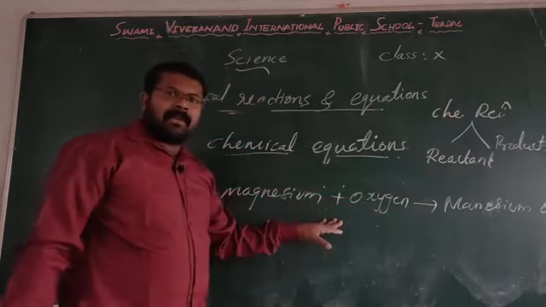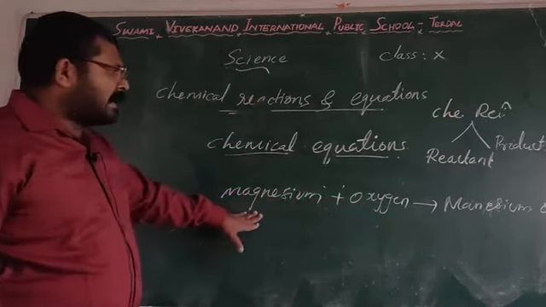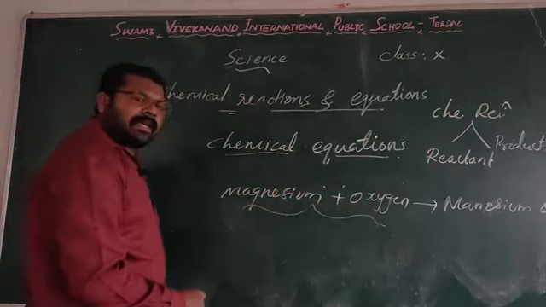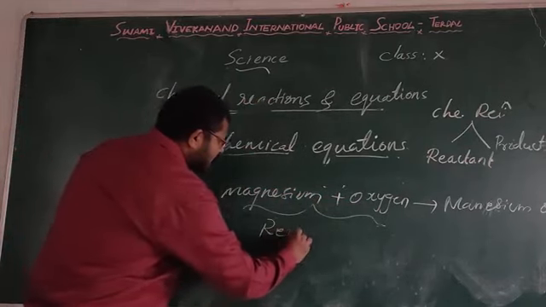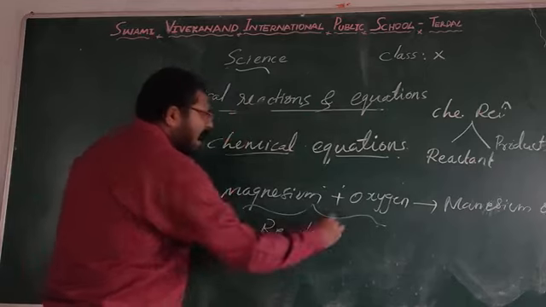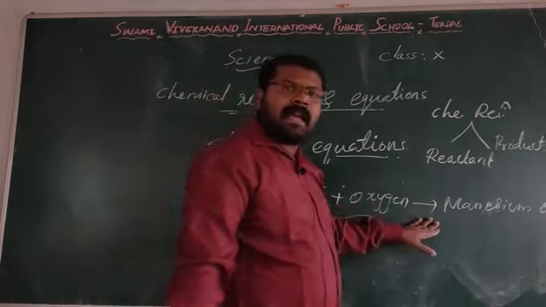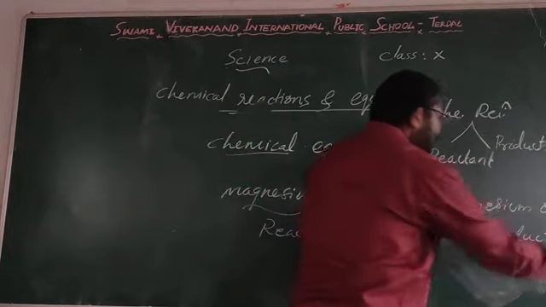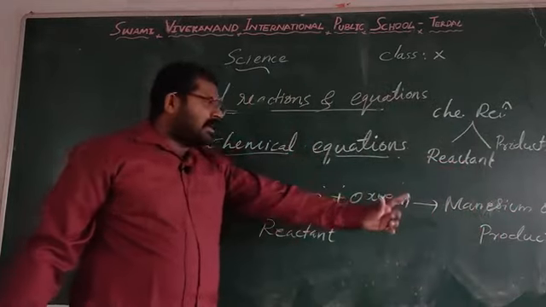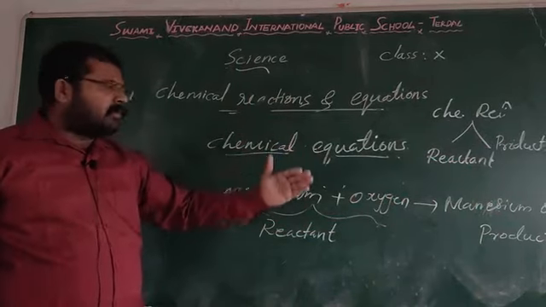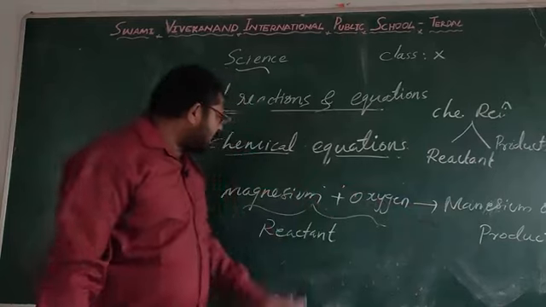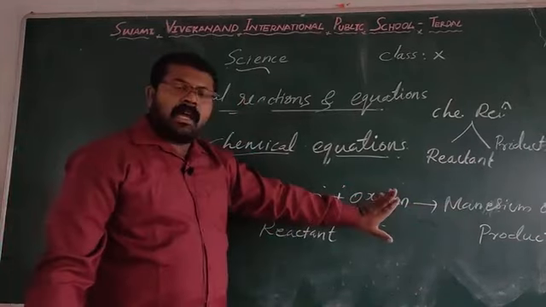In this chemical reaction, you can observe magnesium and oxygen. These two are the reactants. And magnesium oxide is a product. This is by using words. Instead of writing the whole thing out, we can write it in this manner using words.